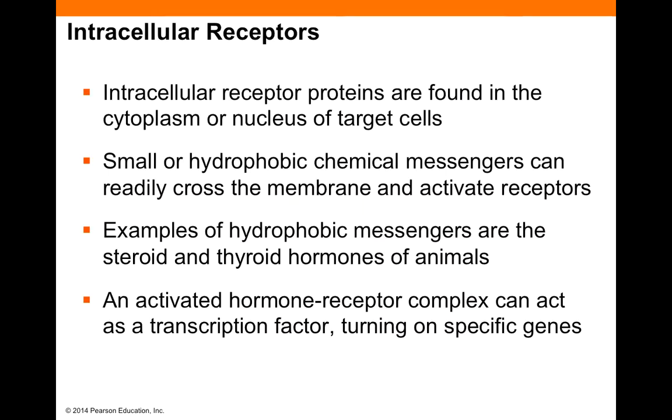The second category of receptors are the ones that are found inside the cell, either in the cytoplasm or in the nucleus, and these are called intracellular receptors. Since these are inside the cell, the ligands associated with them are able to pass right through the cell membrane. This means that they are small or nonpolar molecules.